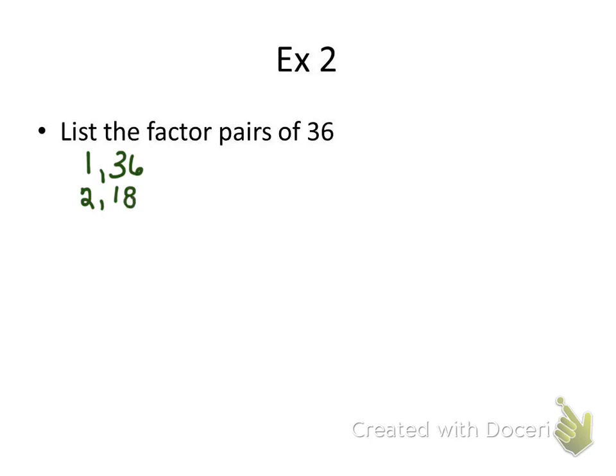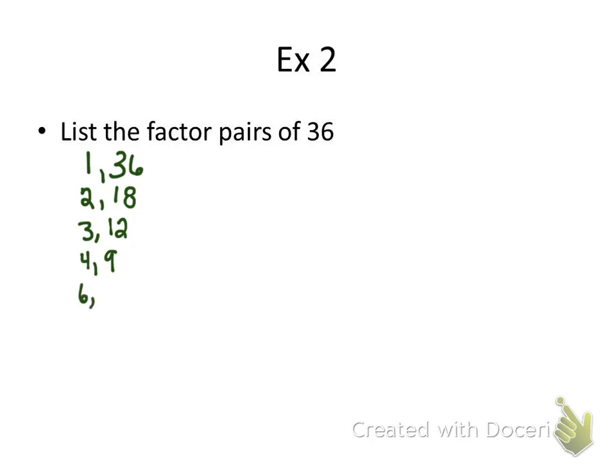What about 3? Where y'all getting this from? Their multiplication tables. They are just that sharp. 3 and 12. What about 4? Yeah, 4 and 9. What about 5? No. What about 6? Yes.